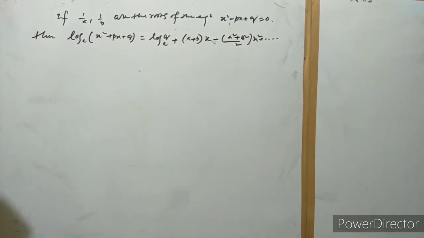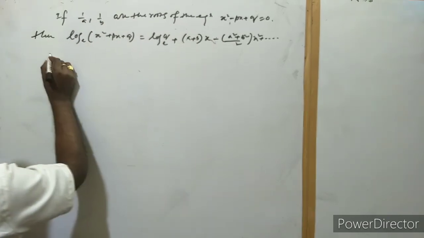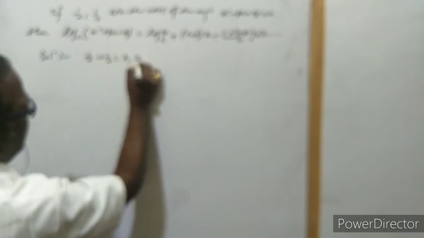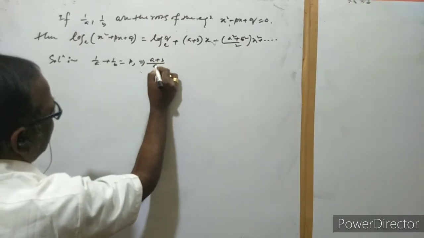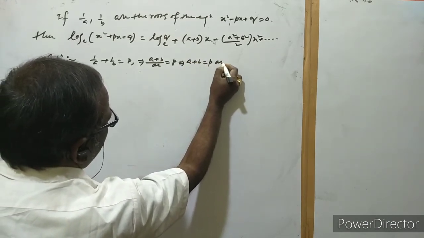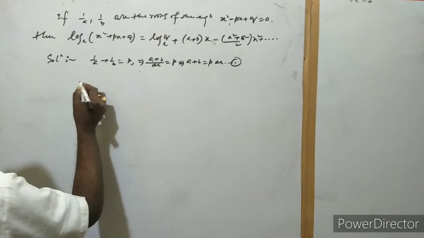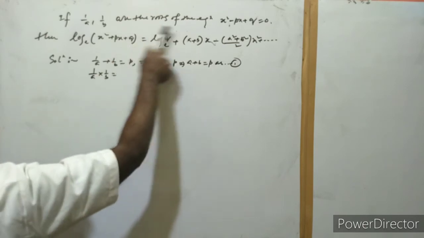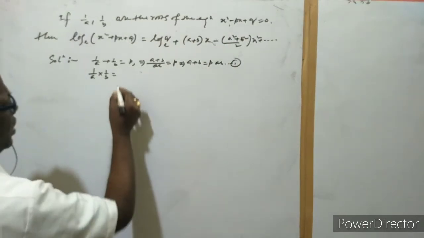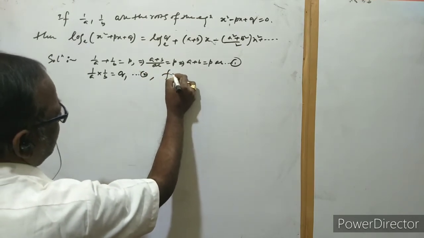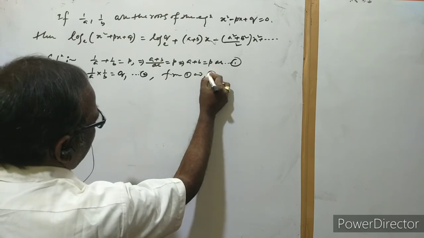So from that, here are the roots of this equation. So 1 by a plus 1 by b is equal to p. So a plus b by ab is equal to p. Then a plus b is equal to p into ab. Number 1. Now again, the product of two roots is c by a, that is q, number 2. So from 1 and 2.